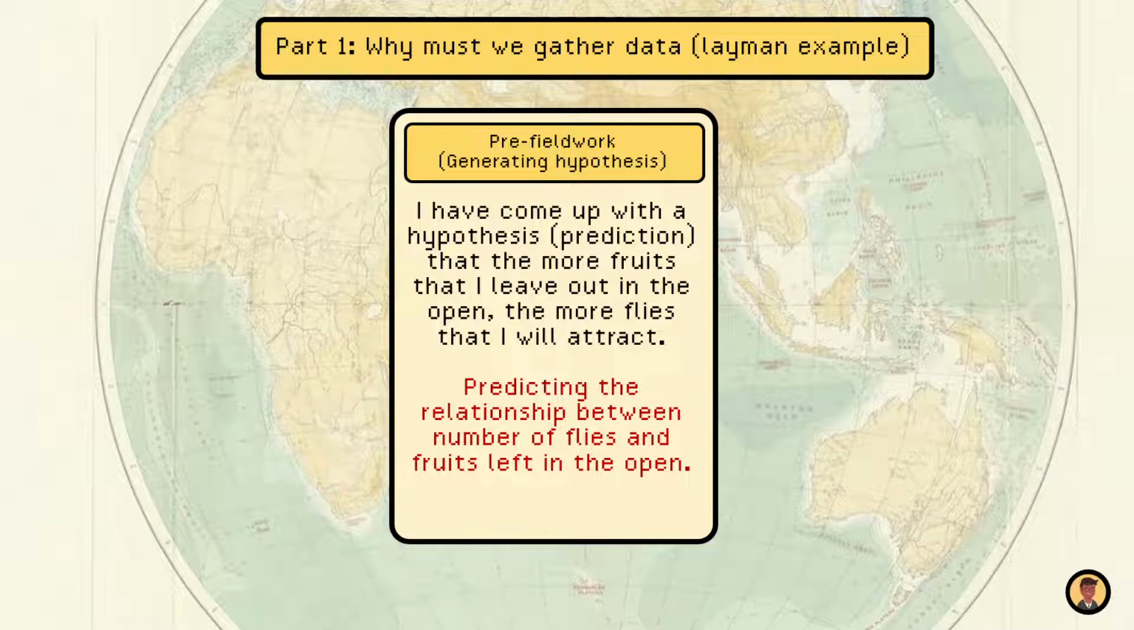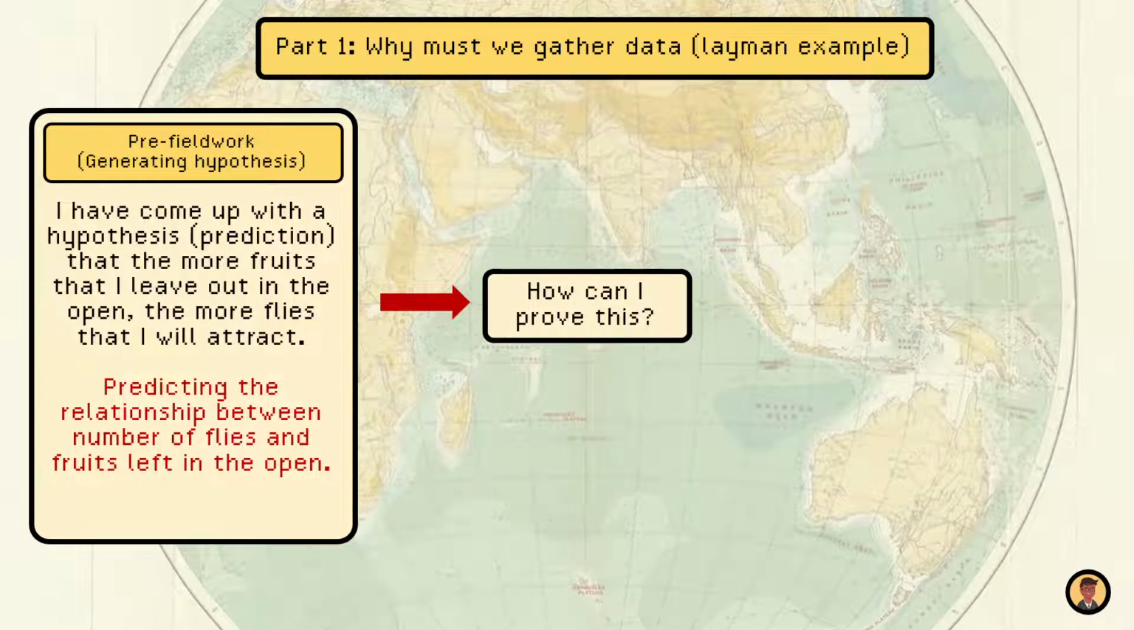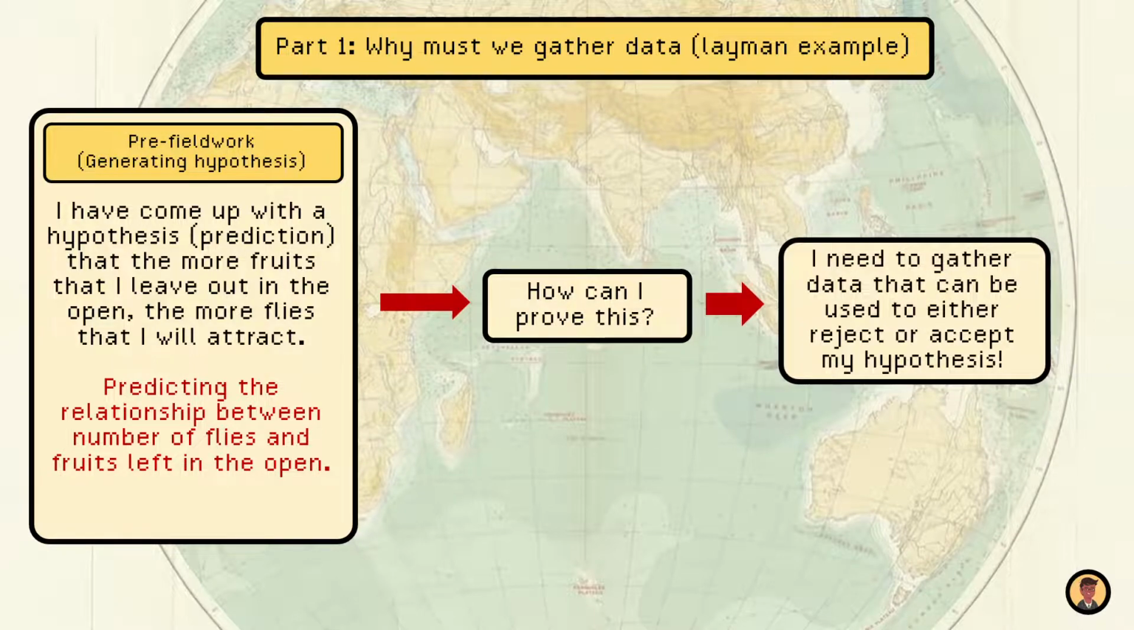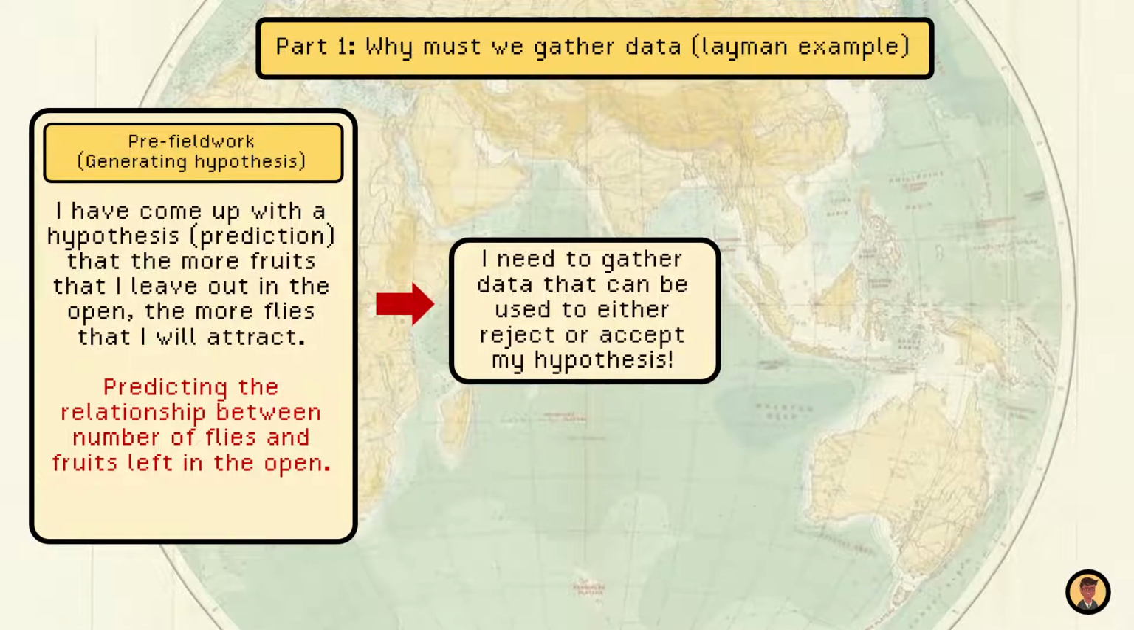Here, I will provide a layman example wherein I try to find the relationship between fruits left out in the open and the number of fruit flies within the vicinity. Based on my hypothesis that the more fruits I leave out, the more flies I will attract, I need data to prove whether my hypothesis can be proven or has to be rejected. Based on this, I would have to collect the appropriate data.